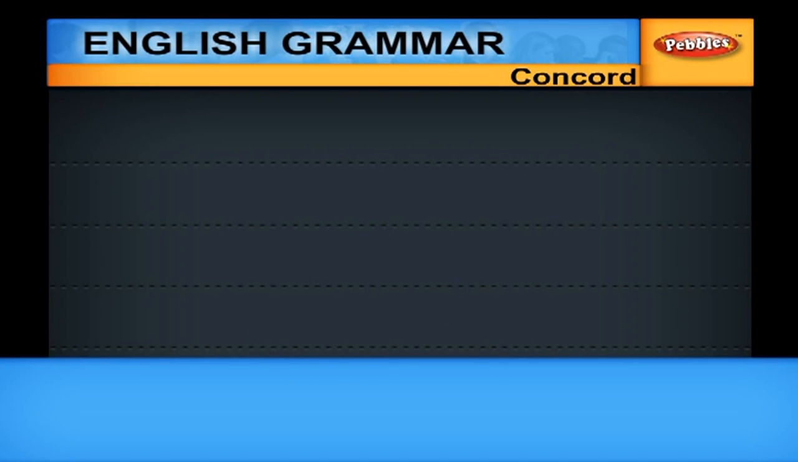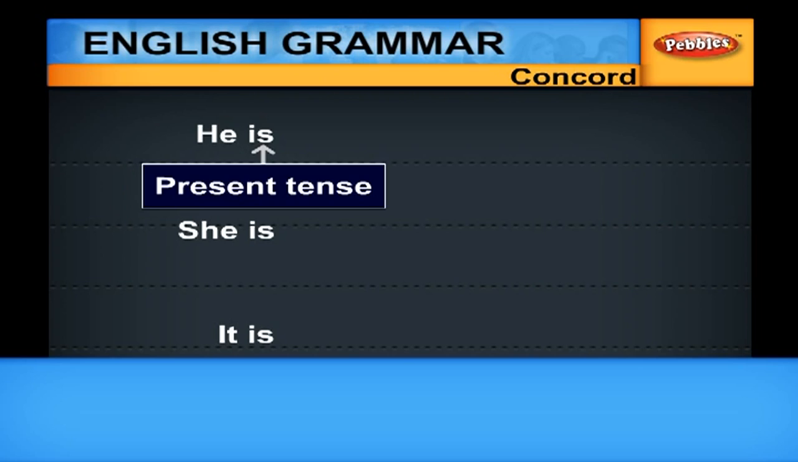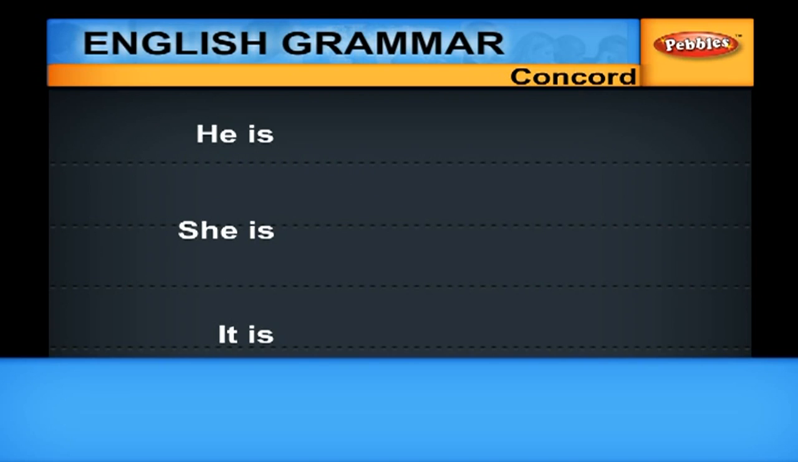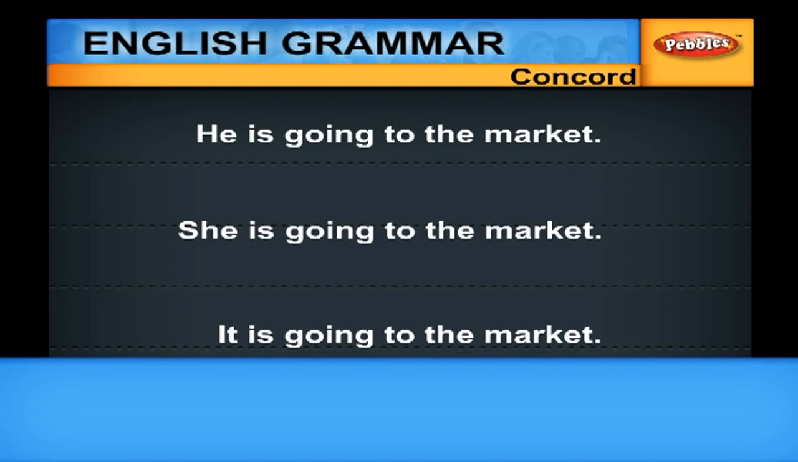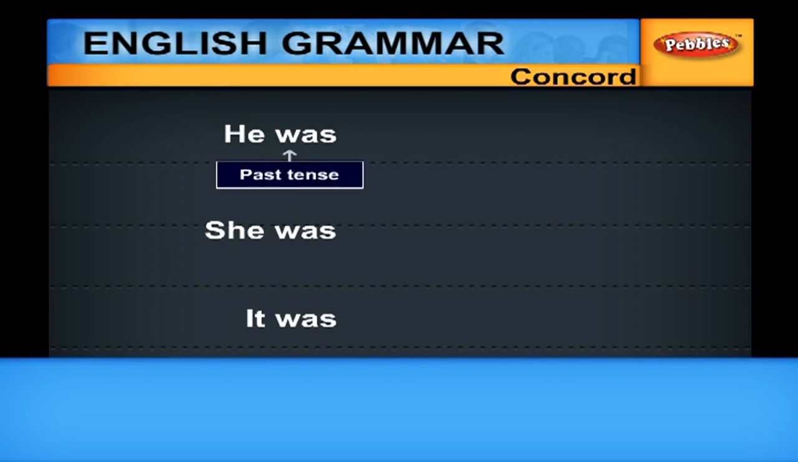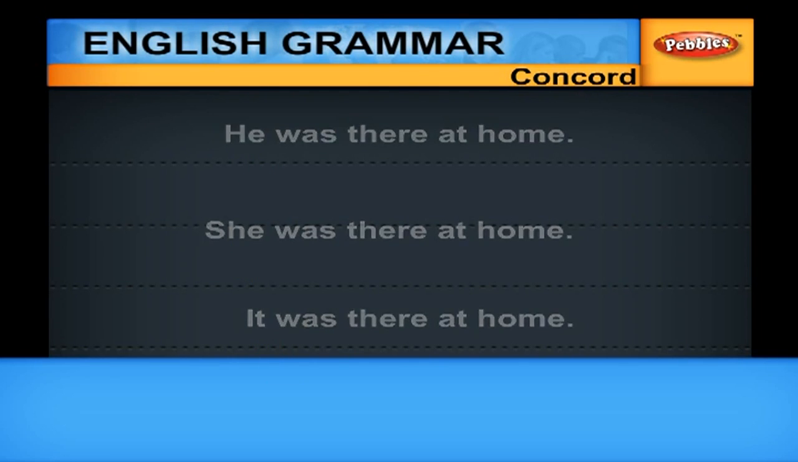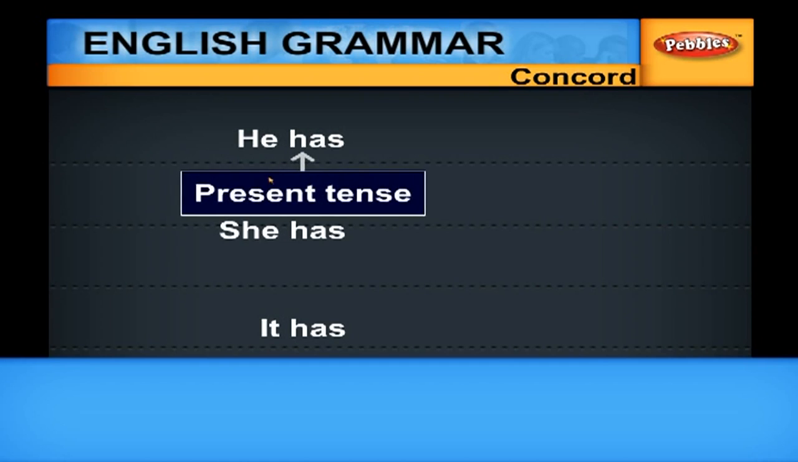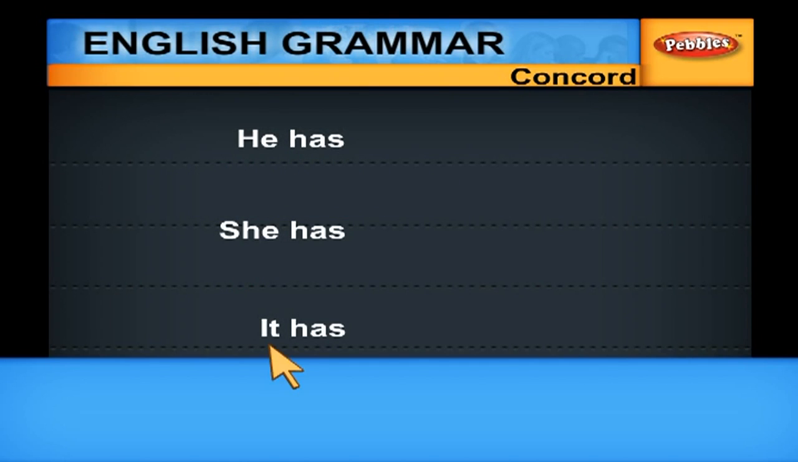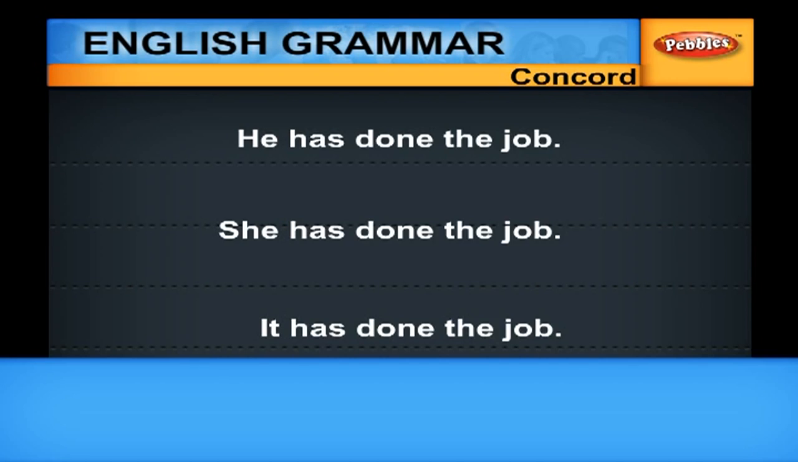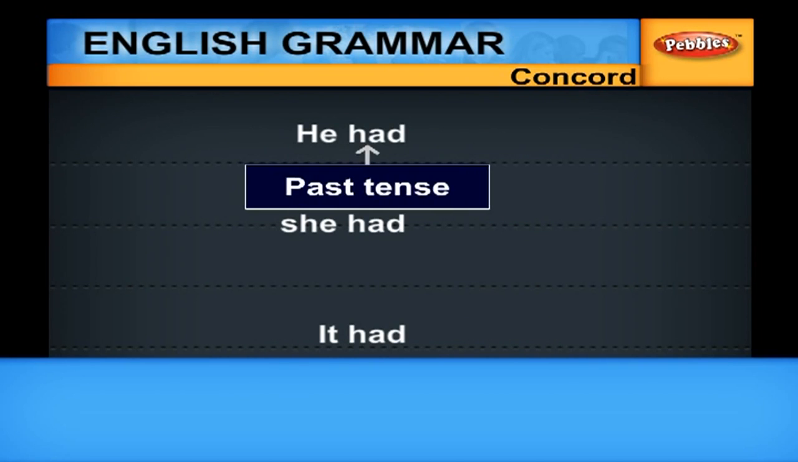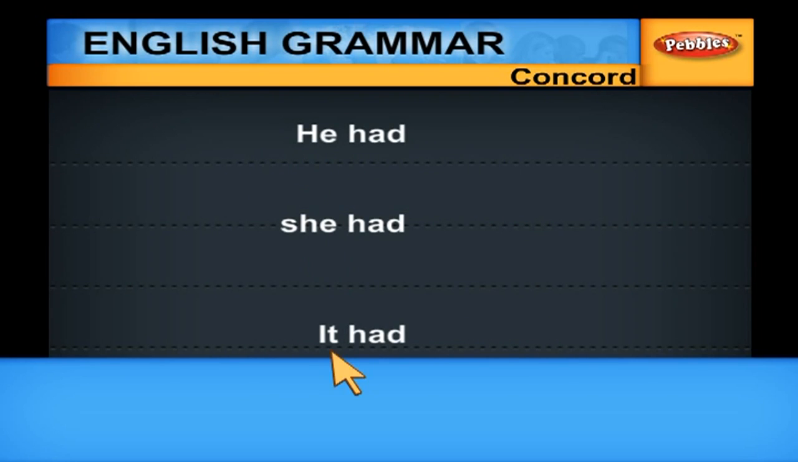The third person singular he, she, it go with is in present tense. He or she or it is going to the market. Was in the past tense. For example, he or she or it was there at home. Has in the present tense. He or she or it has done the job. Had in the past tense. He or she or it had gone.